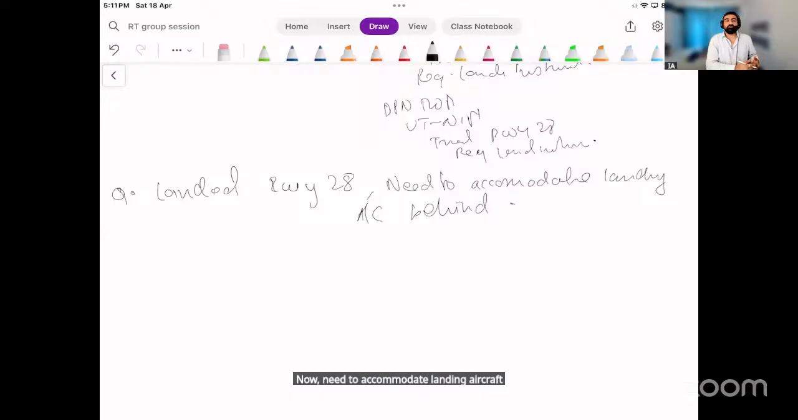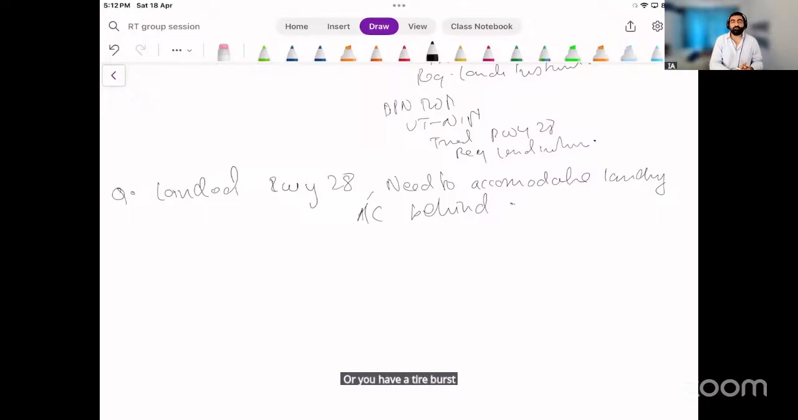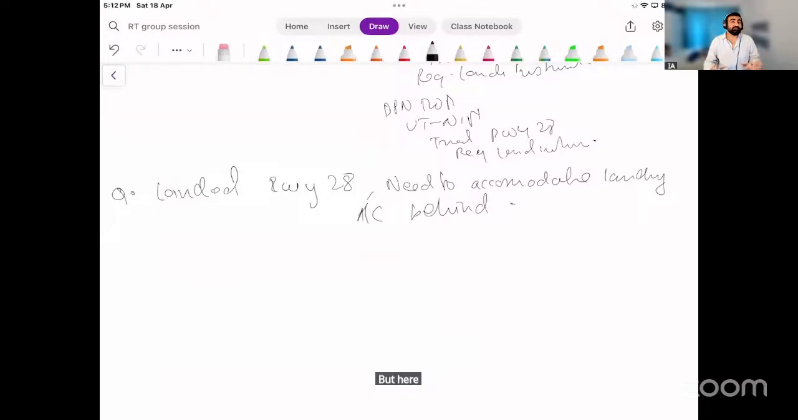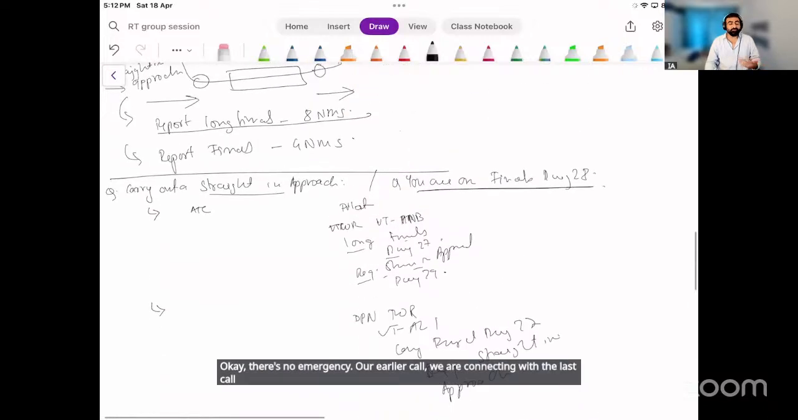We first saw when we got a call like you have landed, your brakes are hot, or you have a tire burst, or mainly brakes hot indication, or loud noise from below the cabin. And then you have to accommodate landing aircraft behind you. So it's a situation from such a different situation. But here you don't have any emergency. Okay, there's no emergency.